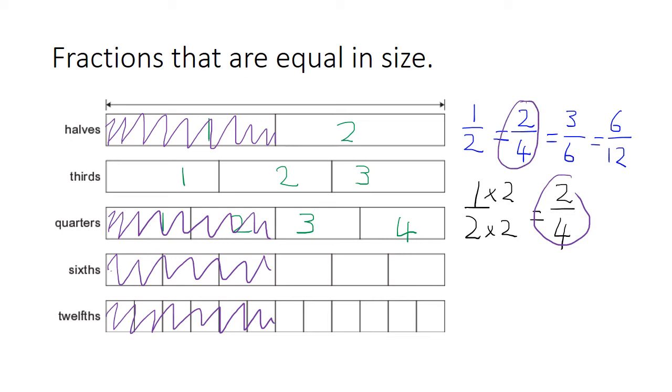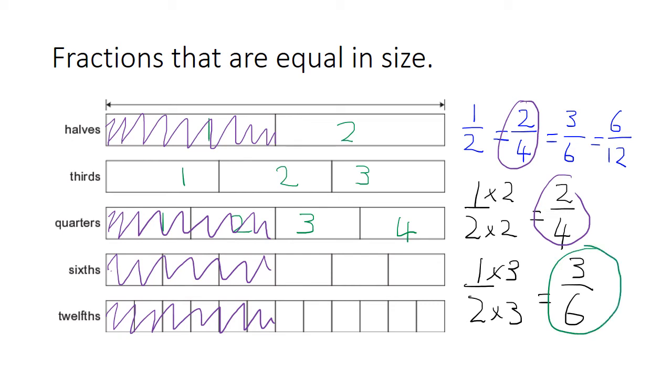We can do this with the others as well. We can change a half into another fraction by multiplying both the numerator and the denominator by 3. 1 times 3 is 3. 2 times 3 is 6. And this is again an equivalent fraction. There we already said 3/6 is the same as 1/2.